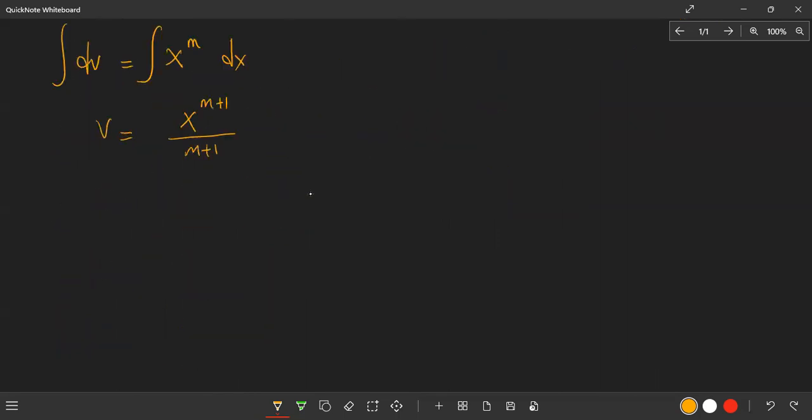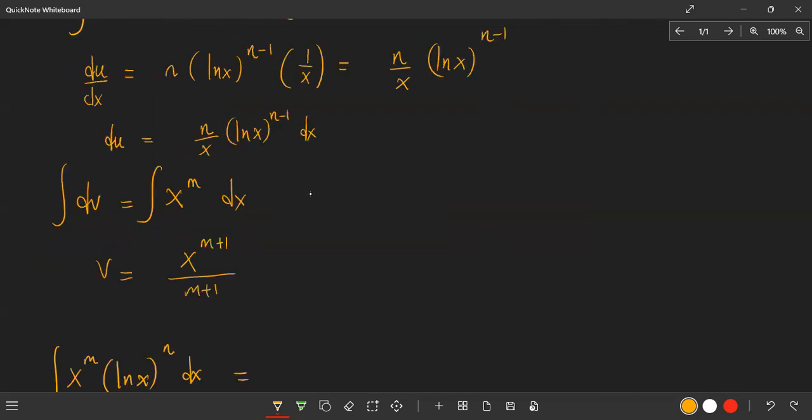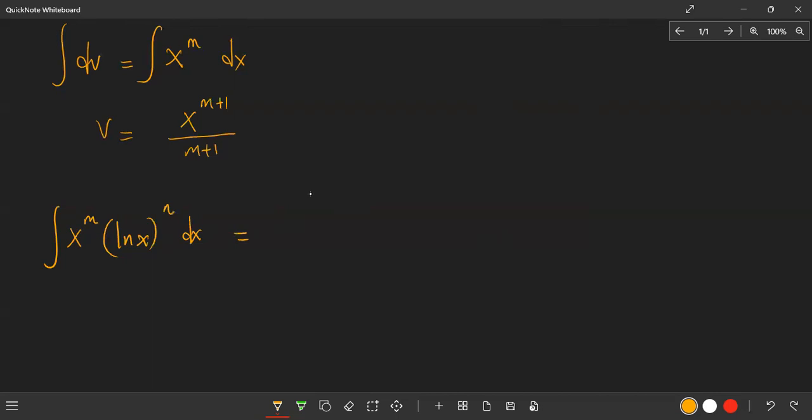Remember that we are trying to integrate x to the m, natural log of x raised to power n dx, and then u times v. Our u, we found our u was what? Natural log of x raised to power n, that is our u we chose. Our v is simply x to the power m plus 1, and then we're dividing this by m plus 1.